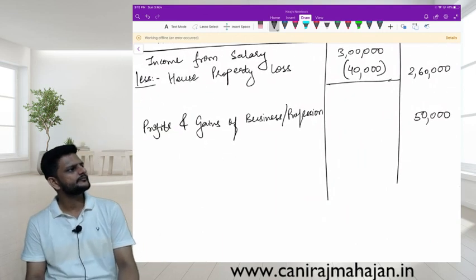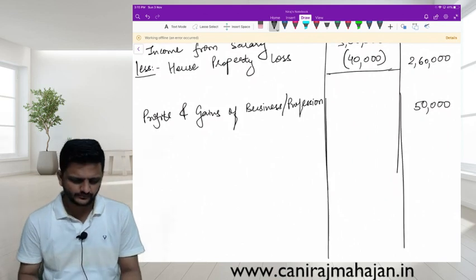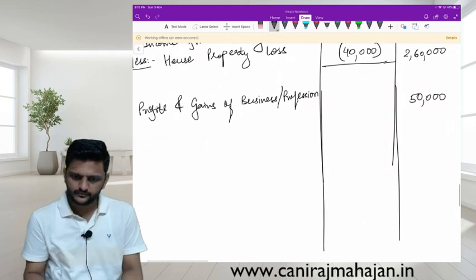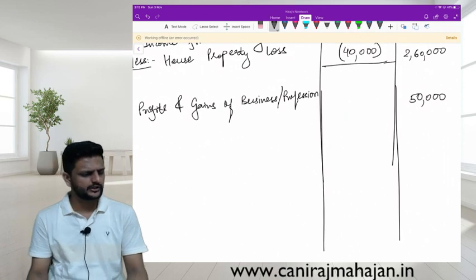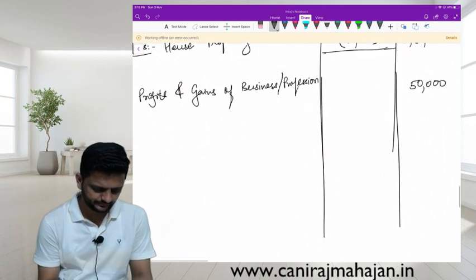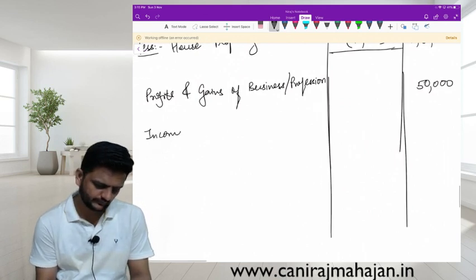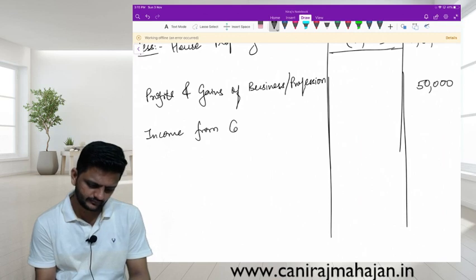Agriculture income? Okay, then which head of income? 370. Good. 71. 3 lakhs.